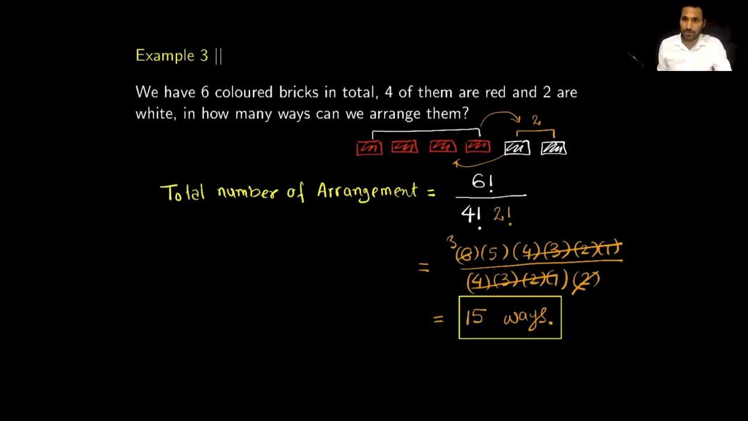So if you simplify, you will get a total of 15. So it means there are 15 different arrangements for this example.